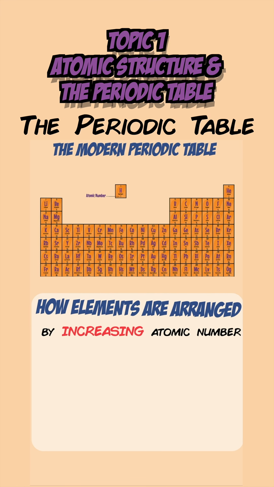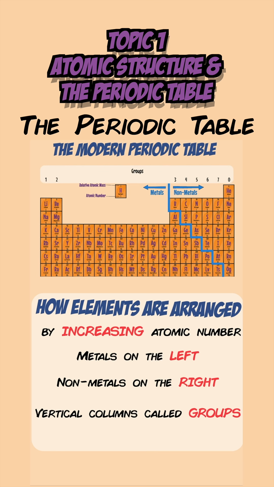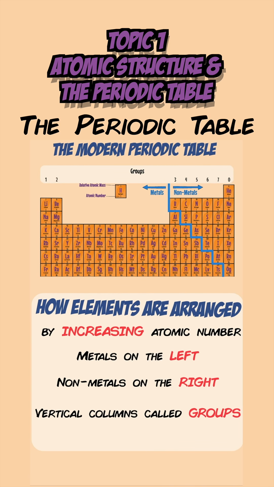It's based on increasing atomic number instead of atomic weight, and it shows repeating patterns in properties. Metals are located on the left and non-metals on the right, and these 2 are separated with a staircase line. The vertical columns in the periodic table are known as groups, and they correspond to the number of electrons in the outer shell of an atom. And because of this, the elements in the same group have similar chemical properties and react similarly.